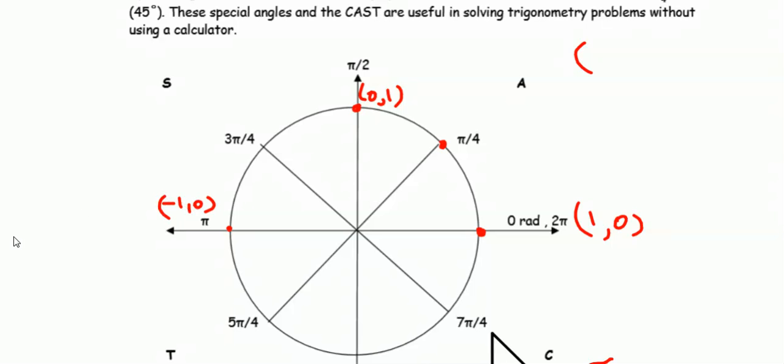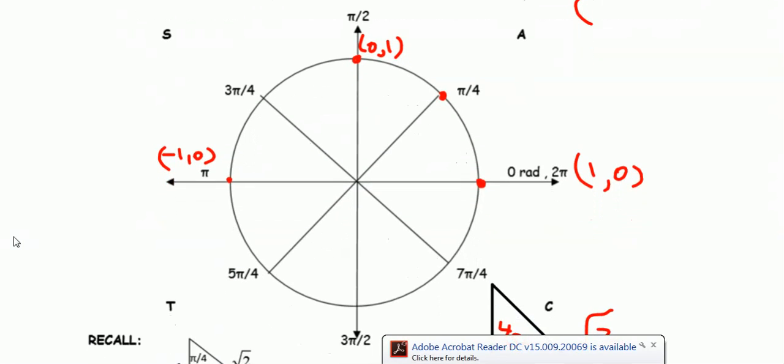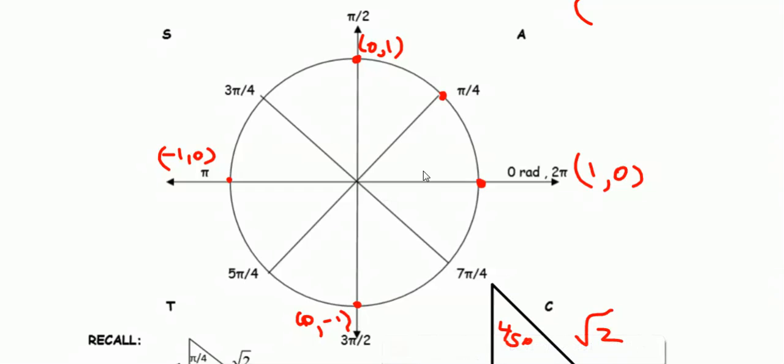Down at the bottom here, we have (0, -1). Okay, and for each of these, the first coordinate represents cos theta, the second coordinate represents sine of theta, theta being the angle. Here the angle is 0, so the sine of 0 is 0 and the cos of 0 is 1.